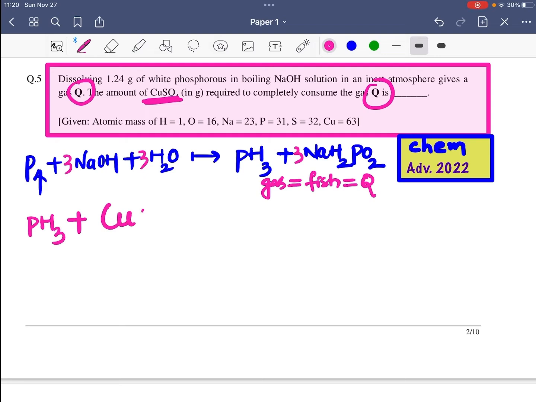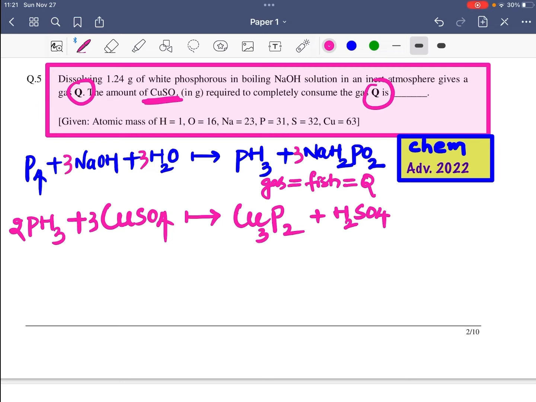So this reaction is also given in the NCERT. When phosphine gas reacts with copper sulfate, the first compound formed is copper phosphide, that is Cu3P2, and sulfuric acid is formed. Let us balance the reaction. We have 2 phosphorus here. Let us take 2 here and 3 here. If this is the case, sulfurs are 3 on both sides now. So with this, now we relate the moles and solve for the consumption of Q.